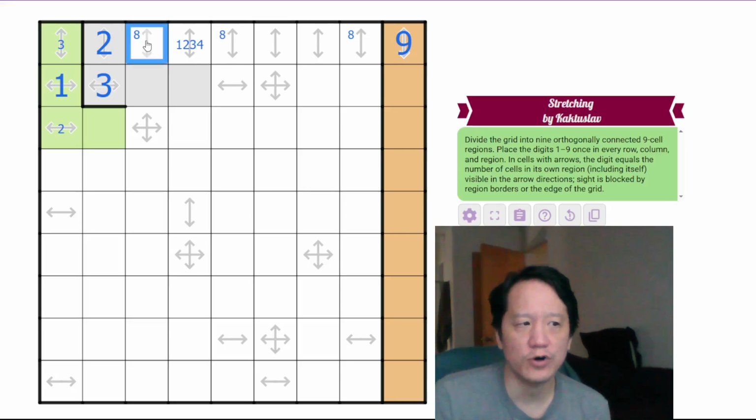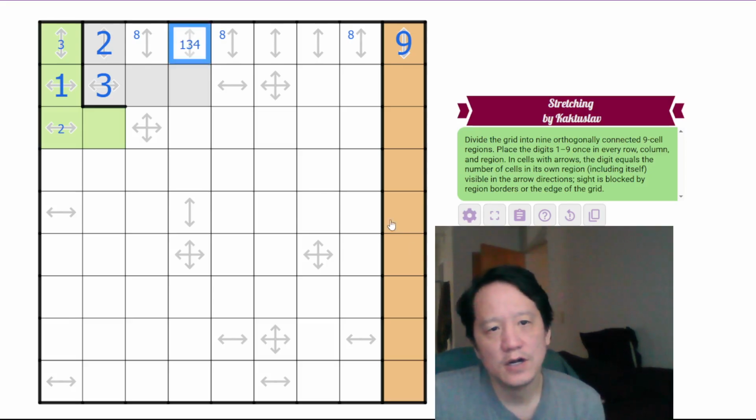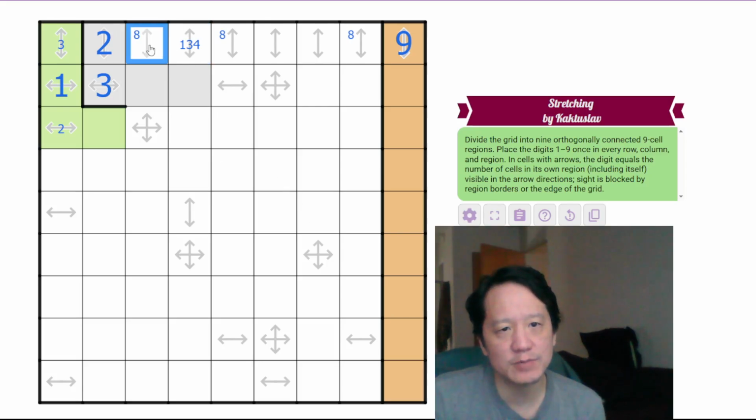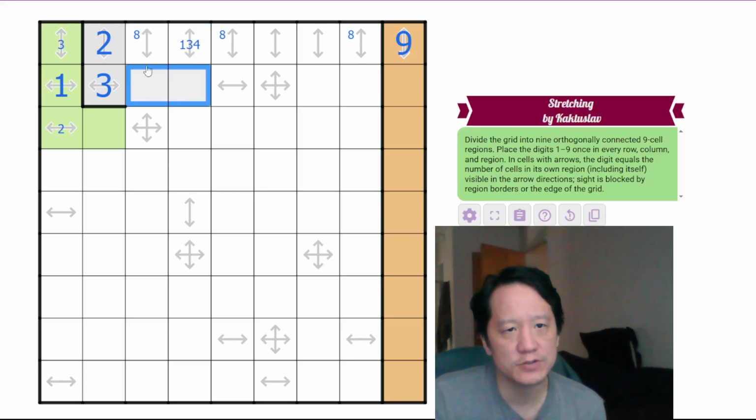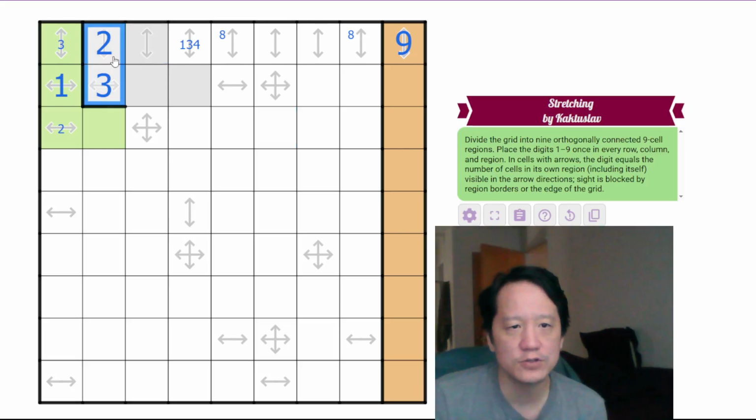This cannot be 1. I guess it could... Well, both of these cannot be 1, essentially. If this were 1, that has to be in the same region as that, which would not be in the same region as that. So this cannot be 1. This has to be part of this region here. So it cannot be 8 there, because we already have 2 cells here. This can't see 8 cells that way.